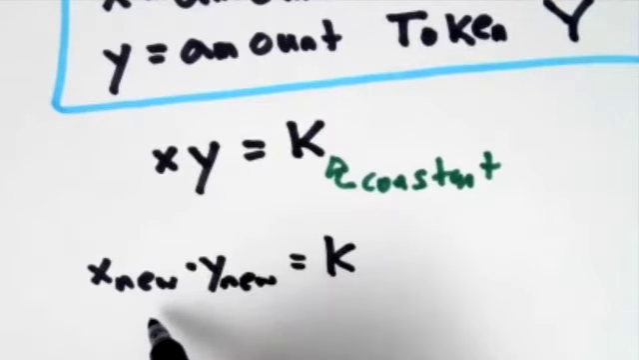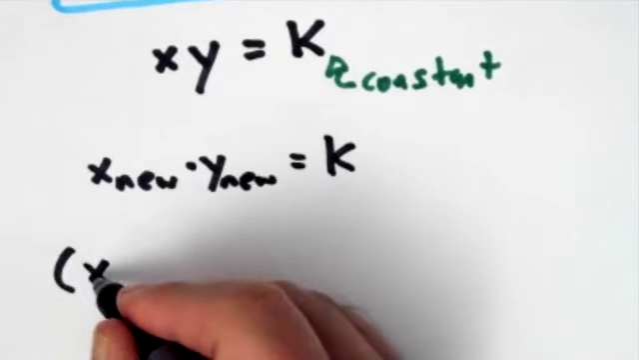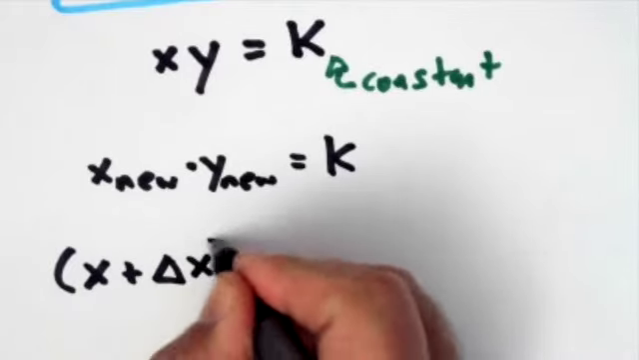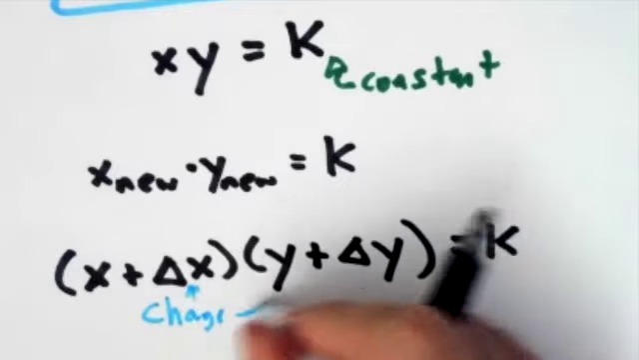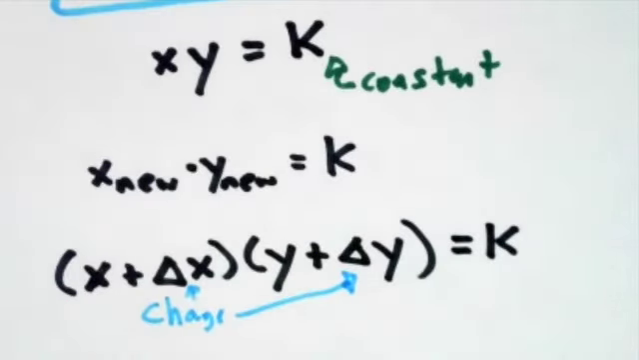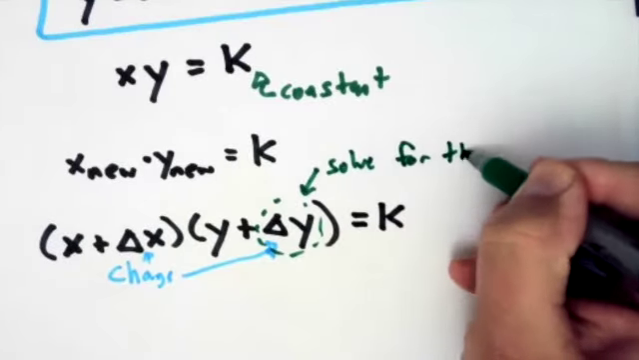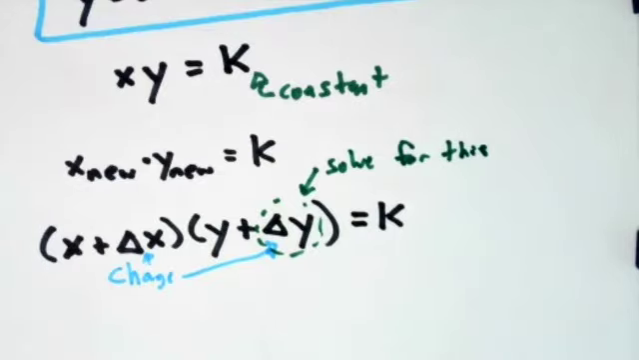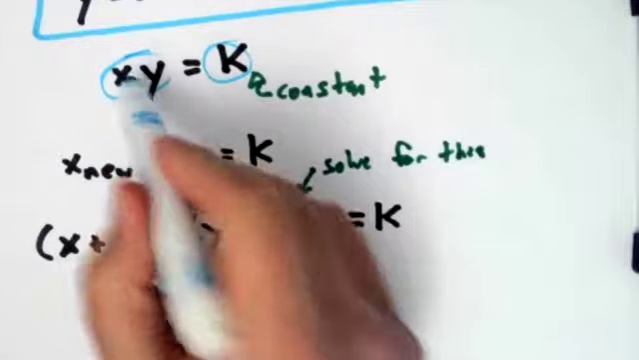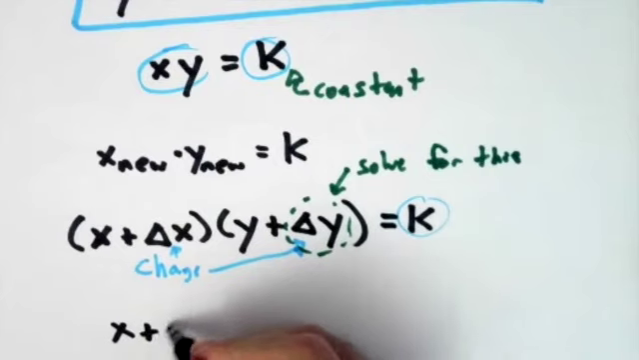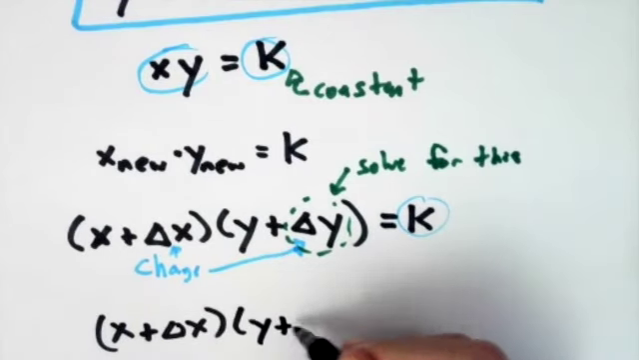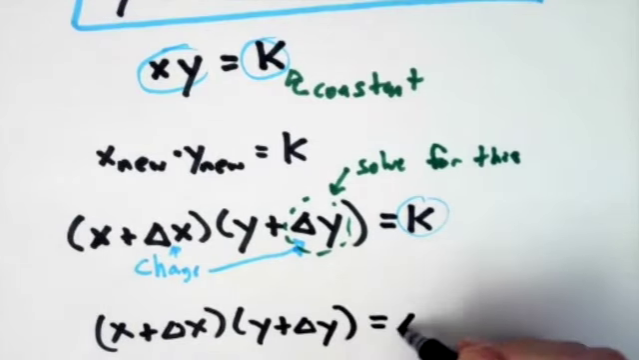We can take this new amount and decompose it into whatever the old amount was plus whatever the change was for each of the two variables. We end up with this as our new equation. What we'd want to solve for here is the delta y variable. There are two ways you can do it, and either way the goal is just to isolate delta y. I notice that this k is also equal to the original x times y, so I'm going to sub that in and get x plus delta x times y plus delta y is equal to x times y.